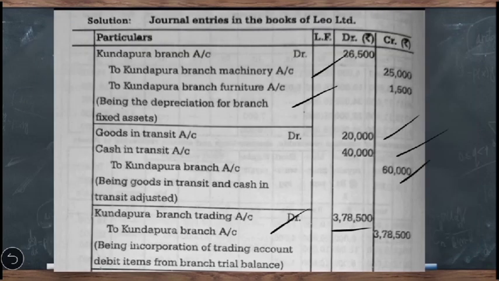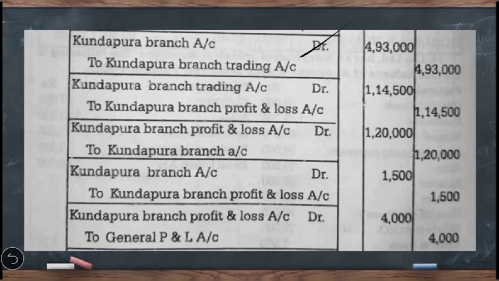Okay. So now, after these two entries, we are going to close the branch trading account to find out whether there is gross profit or gross loss. On the debit side, we have 3,78,500. On the credit side, we have 4,93,000. Obviously, credit side is more than the debit side. So, we get the balancing figure on the debit side which represents gross profit.